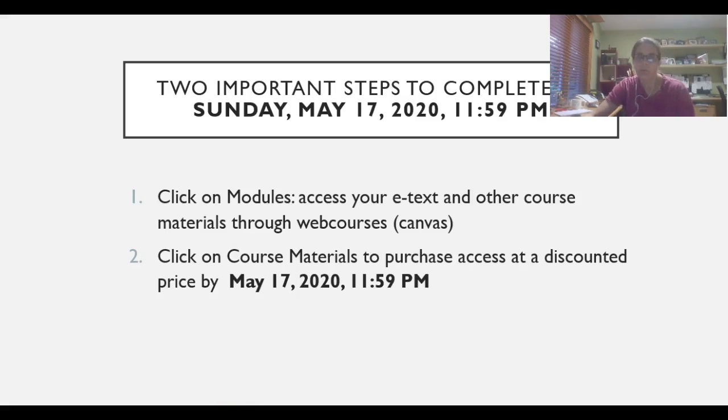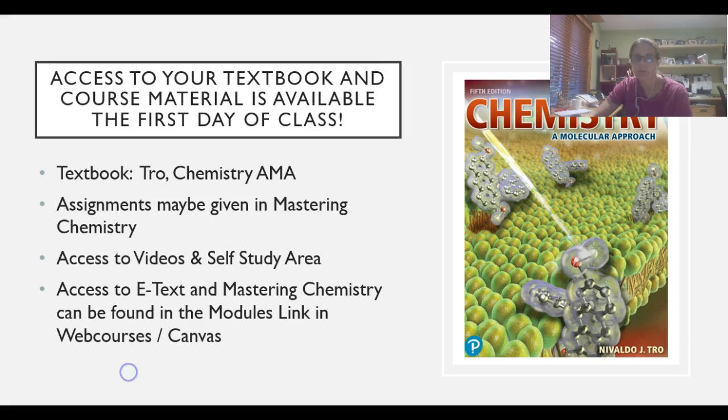It's really important that the students know that they must opt in to purchase access through the course materials button by Sunday, May 17th. That's usually at the top of their web courses. And another important thing that they should do before Sunday, May 17th is click on modules and then access their e-text or any other course materials. So we'll walk through that next.